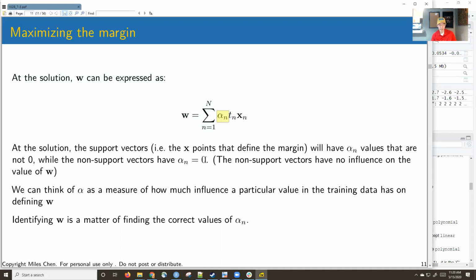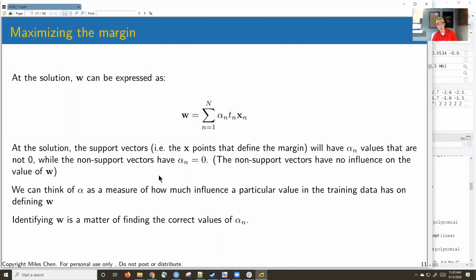to be 0. And then for the points that do define the boundary, those points will have non-zero alpha values, okay? So at the solution, the support vectors will have alpha values that are not 0. And then the other points, the non-support vectors, will have alpha equal to 0, right? The non-support vectors have no influence on the value of w, right? And so you can think of alpha as a measure of how much influence a particular value in the training data has on defining w, okay?